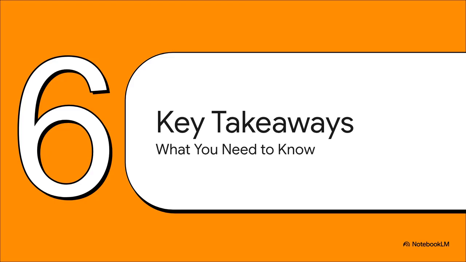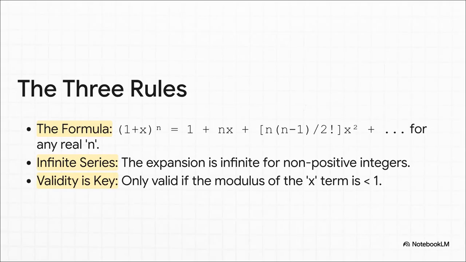Okay, so after all of that, what are the absolute must-know takeaways from this? If you can walk away remembering these next 3 things, you'll be in fantastic shape. First, get that general formula down. Really know the pattern. Second, always remember that for fractional or negative powers, you're dealing with an infinite series. And third, and honestly, this is the most critical point of all, you must check the condition of validity. This series only works, it only gives you a real answer when the modulus of your x term is less than 1. Don't forget it.